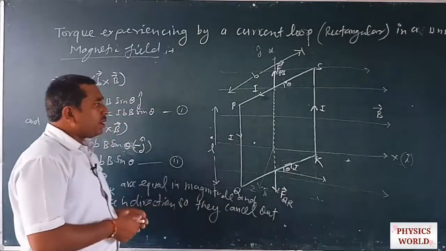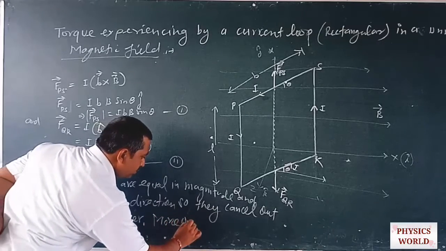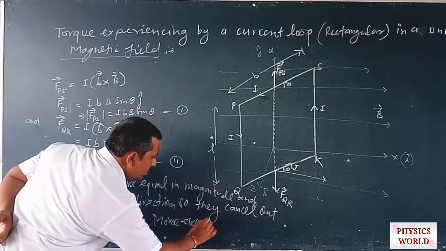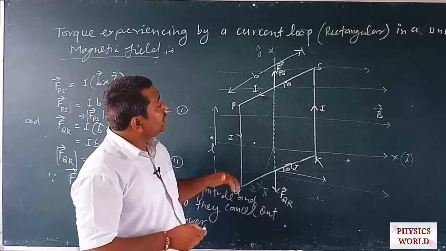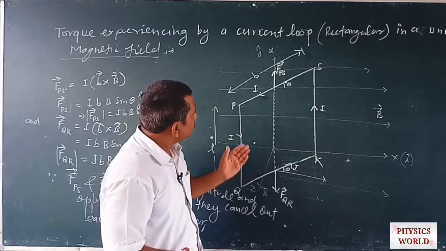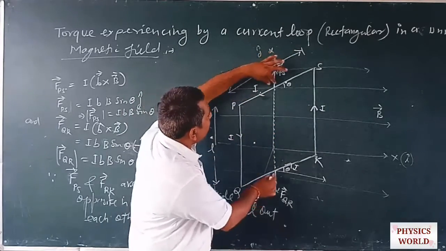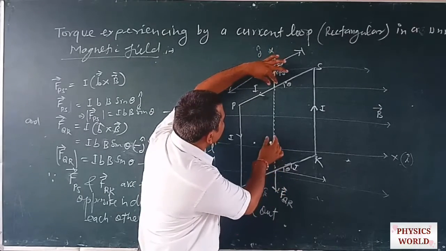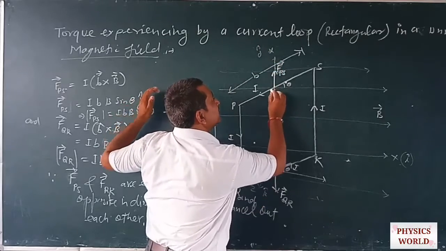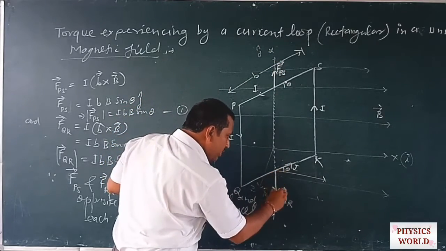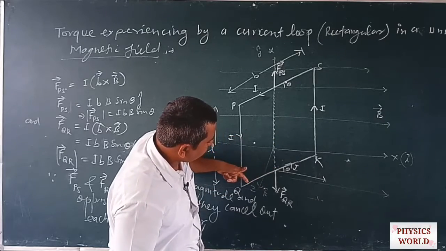Now if we talk about the torque, we see that the line of action of the force acting on this current carrying conductor and on this current carrying conductor is parallel or coinciding with each other. It means the line of action of the force acting on this conductor coincides with the line of action of the force acting on this conductor part.